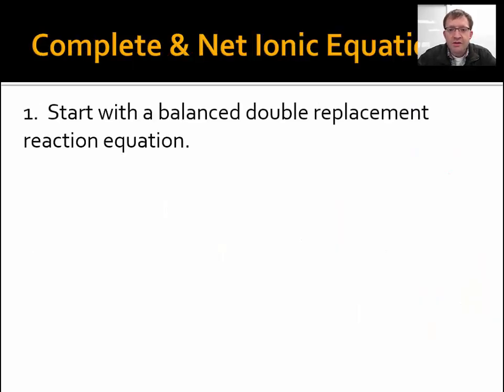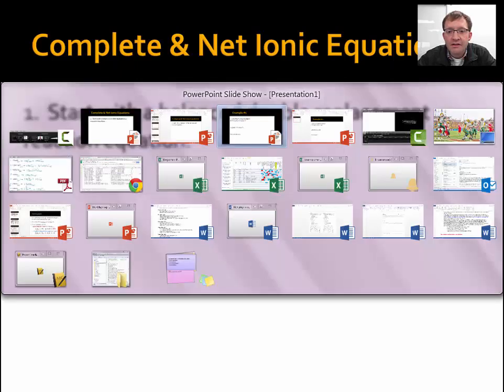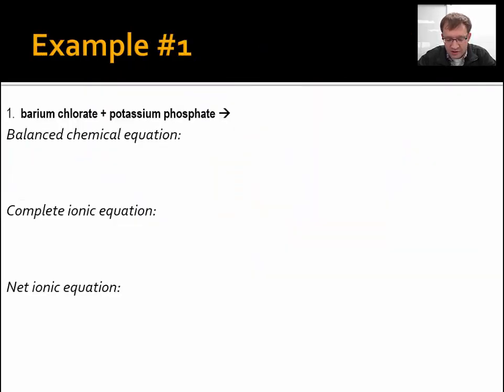So what we'll do is start with a balanced double replacement reaction equation, and you should have an example page that has four beginnings of double replacement reactions. The first one is the example that I want to go through with you first. You'll notice on it that there are words to begin the equation, and then we're going to move on toward an actual balanced chemical equation.